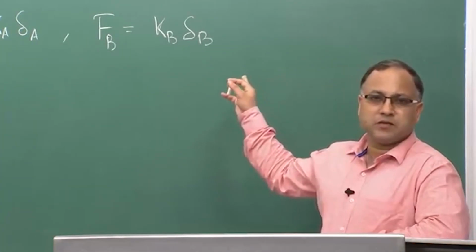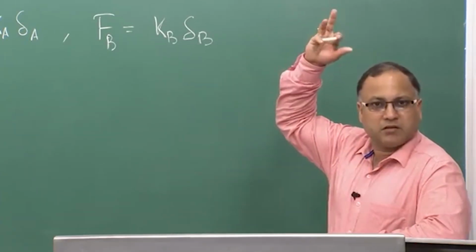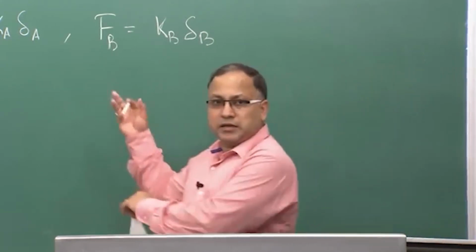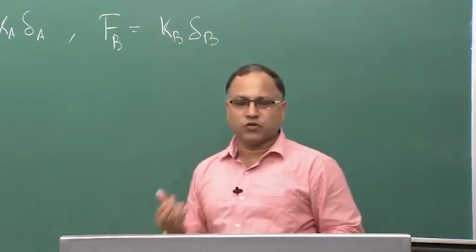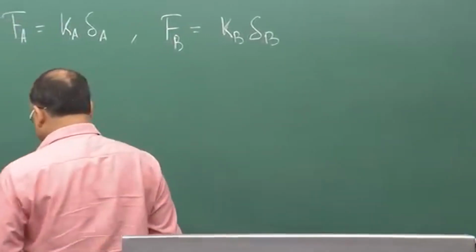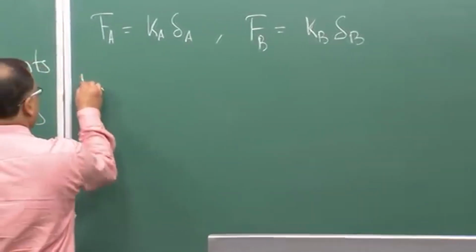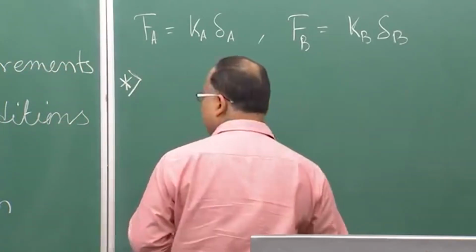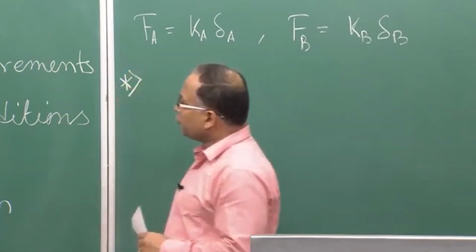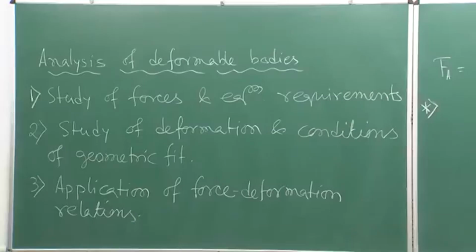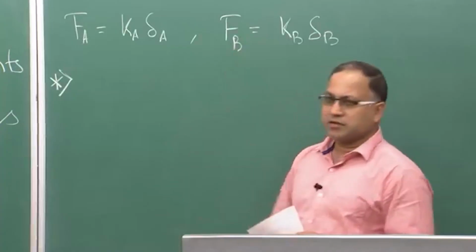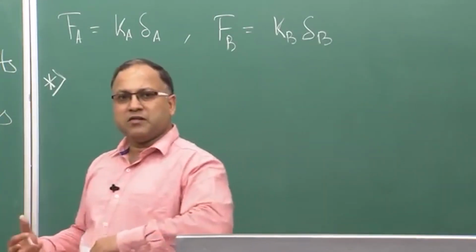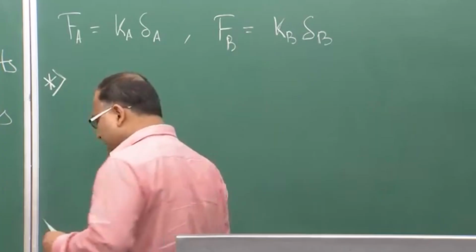Already we have seen this equation in the very first or second class, right. In this way we are studying the forces, okay. And then, when we are talking about the first step, what does the first step say? Study of forces and equilibrium requirements. So, these are the forces in the spring, and now we are going to satisfy the equilibrium requirements. So, what are my equilibrium requirements?